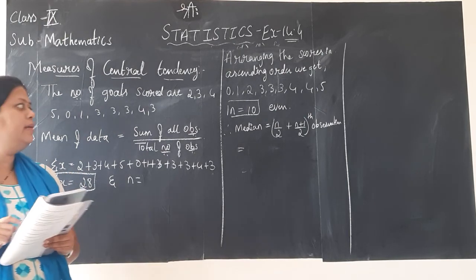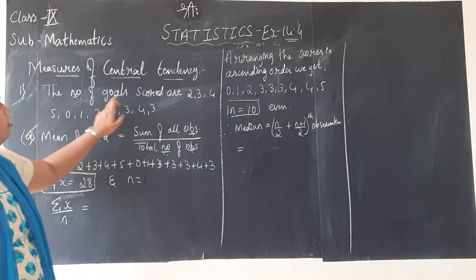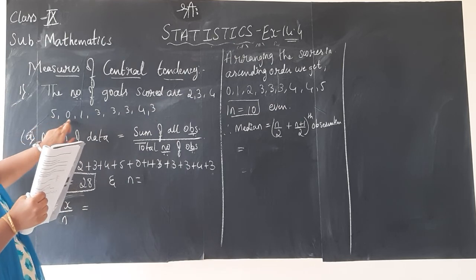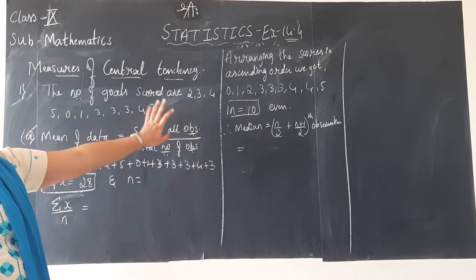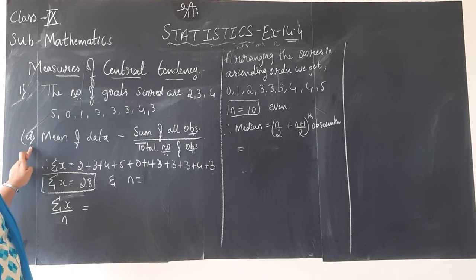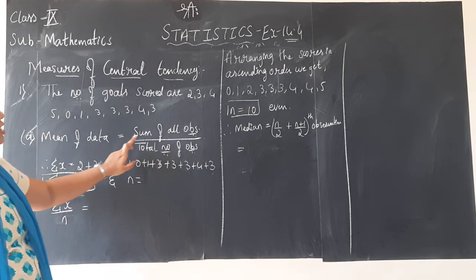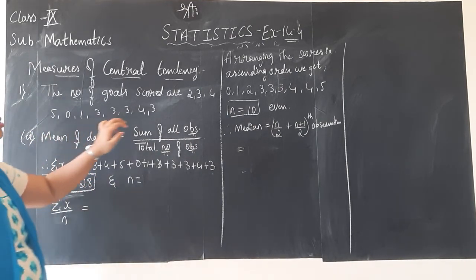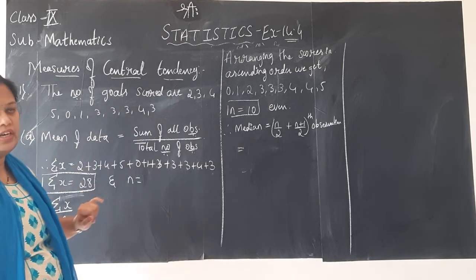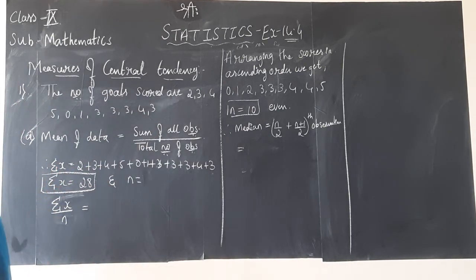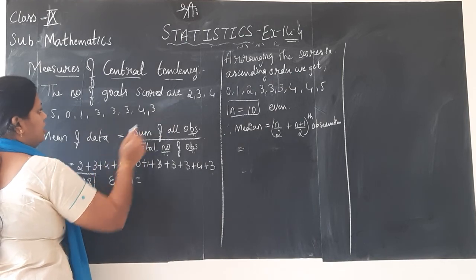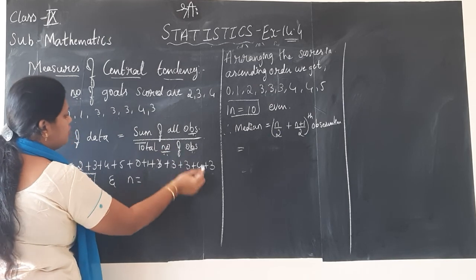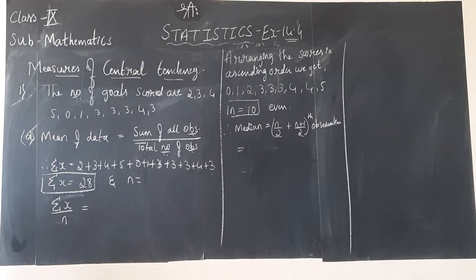You have to understand that. Fine. Now the number of goals scored are 2, 3. I have written 2, 3, 4, 5, 0, 1, 3, 3, 4, 3 are the goals. To find A, the mean of the data is what? Sum of all the observations by total number of observations. Means we have to take the sum of all the goals given here. So I have done sigma x: 2 plus 3 plus 4 plus 5 plus 0 plus 1 plus 3 plus 3 plus 4 plus 3. Like this you have to add them up, children.